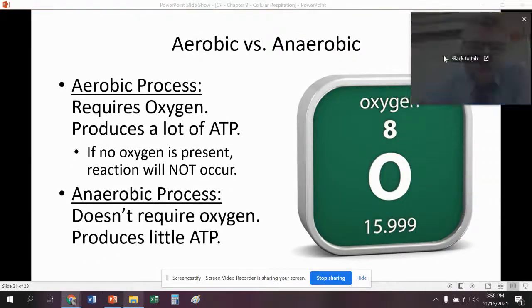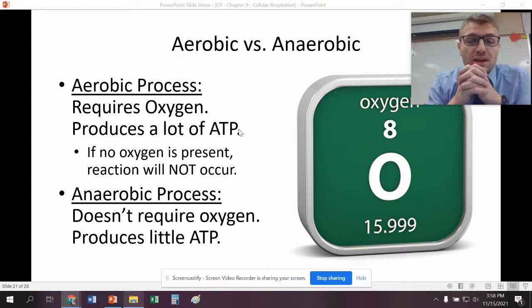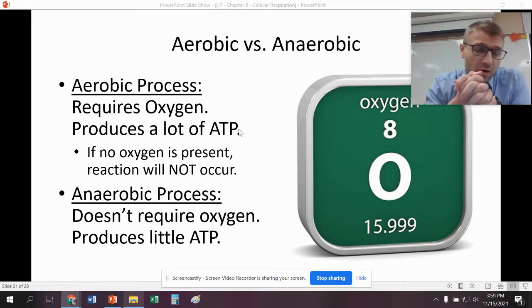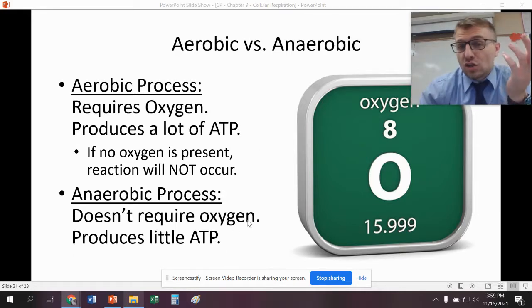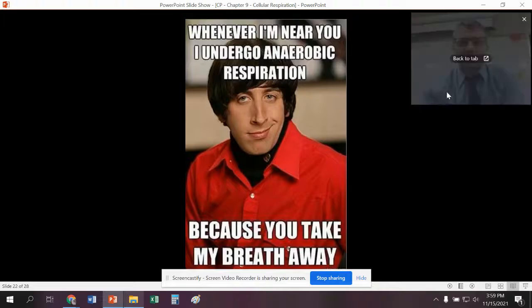Now, this is an aerobic process which requires oxygen. As I told you before, it requires oxygen, but it produces a lot of ATP. One place where we don't need oxygen is called an anaerobic process, and it does still produce ATP, but very small amounts. I always give the analogy of running a really long race and you don't have oxygen, you feel really tired because your body's not producing enough ATP. That's because it's going through an anaerobic process, which means you don't have enough oxygen in your body, so you're producing smaller amounts of ATP. Let me show you what that kind of looks like.